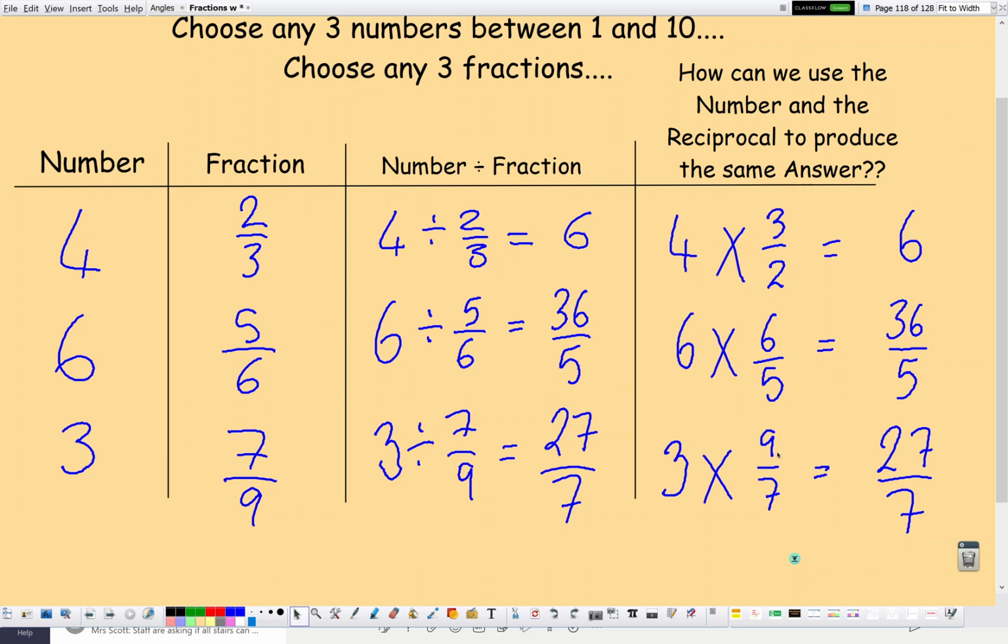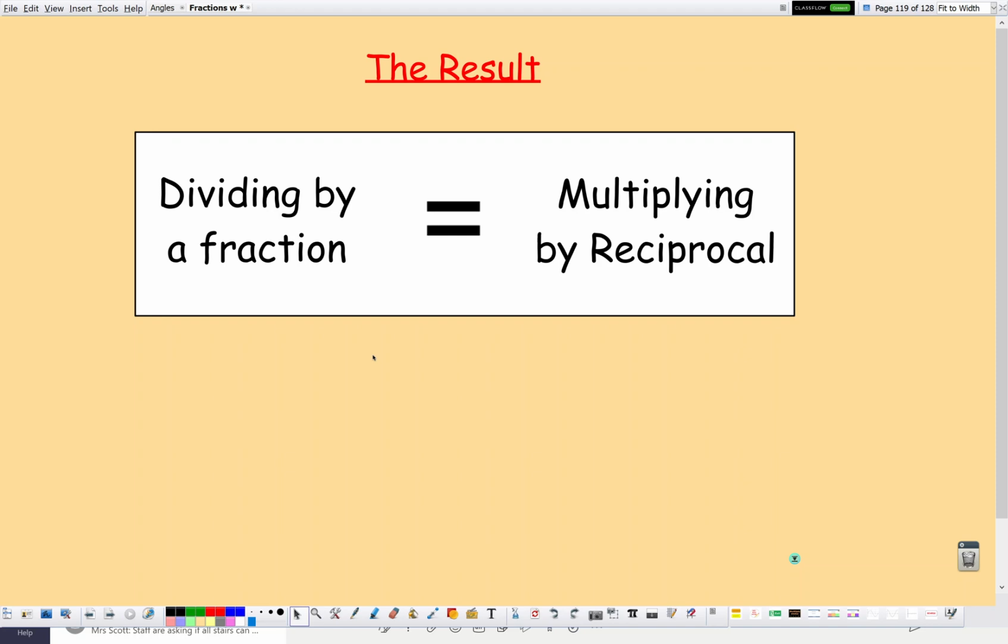Okay, so we get this rule, which we do need to copy down, that dividing by a fraction is the same as multiplying by the reciprocal. So please can you put this in a big box in your jotter on your paper, because that's really important, really important rule for dividing fractions.